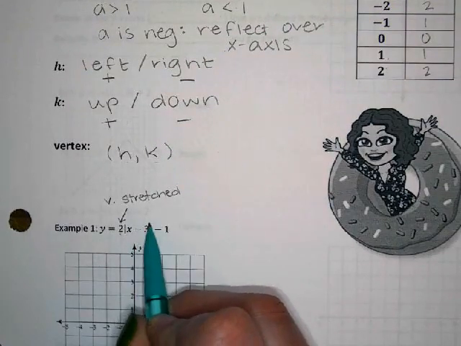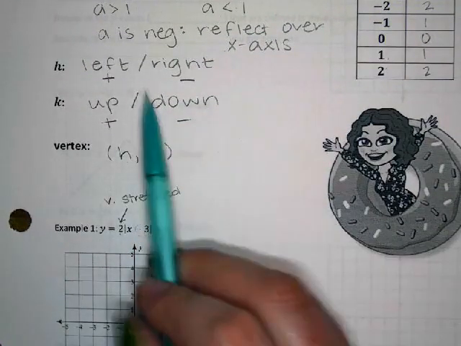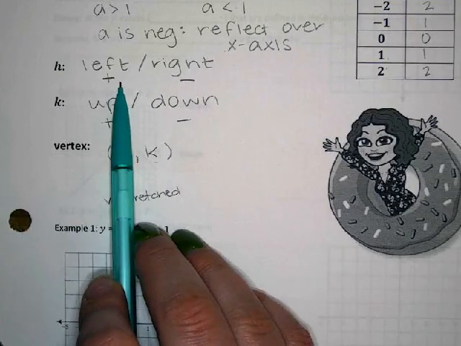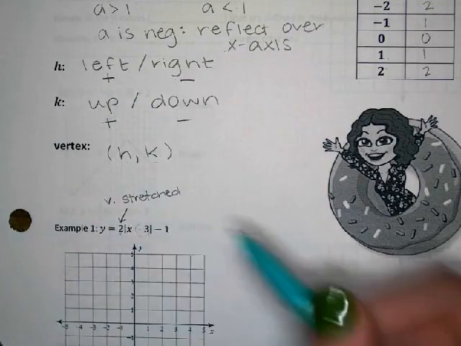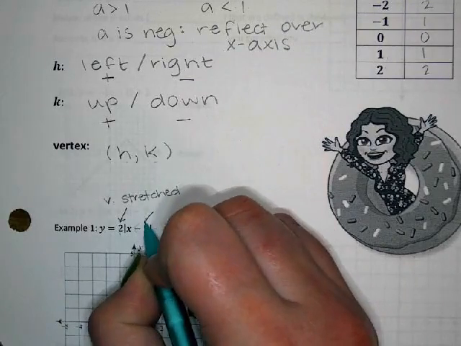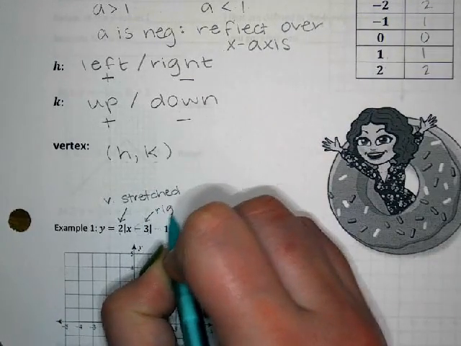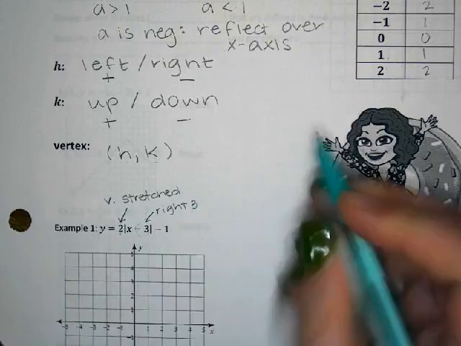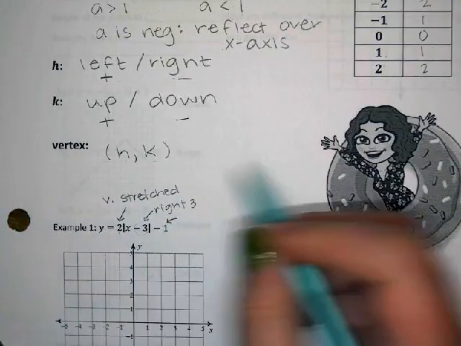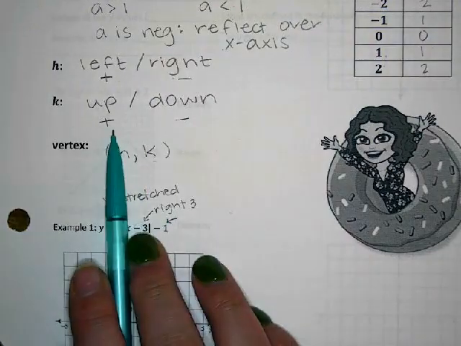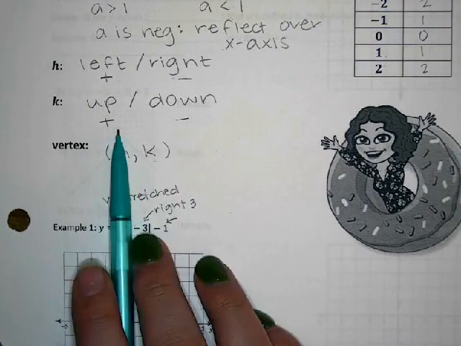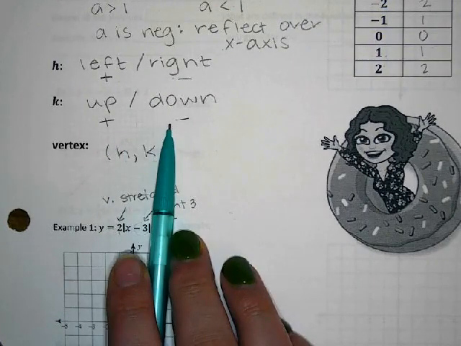Inside here, we have a -3. So if you look here, should it have moved left or should it have moved right? Right. So this graph moved to the right 3. Okay. And then it has a -1 on the end. Did it move up or down? Down.